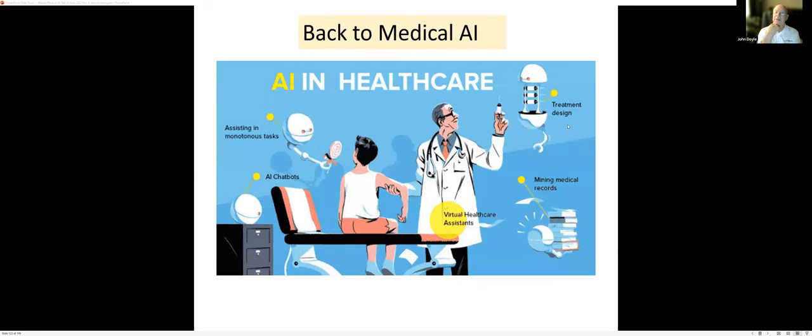Okay, so ChatGPT, it's amazing, but as we'll see, it has its caveats, and I'll end with that. But let's go back to AI and healthcare.